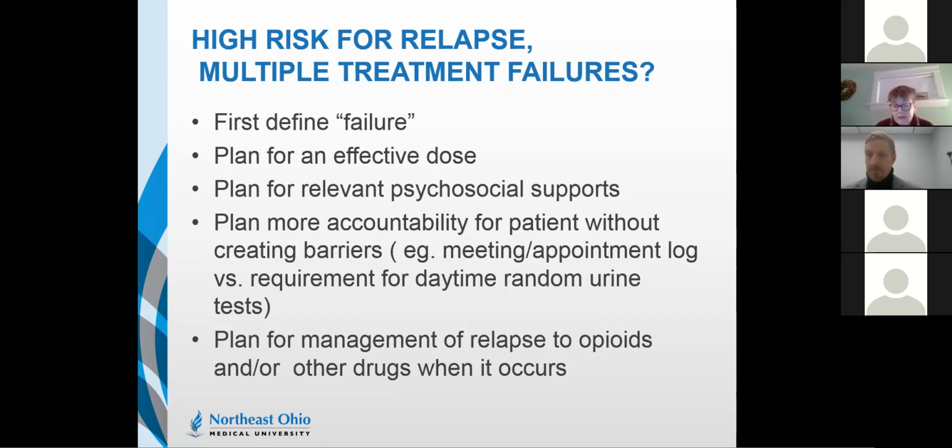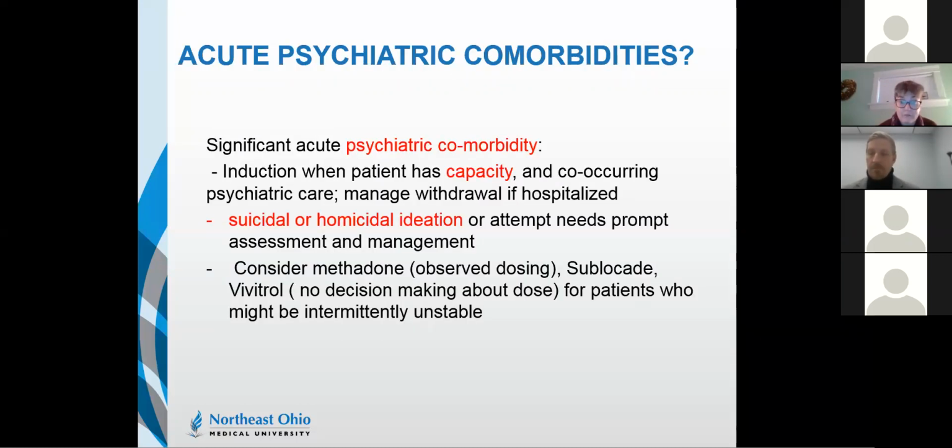Relapse is common, and for us to have a plan to manage relapse to opioids, and for patients to know that they shouldn't just fall away and leave if they have a relapse, might make us think that we're having fewer treatment failures and more management of this sort of natural occurrence of relapse.